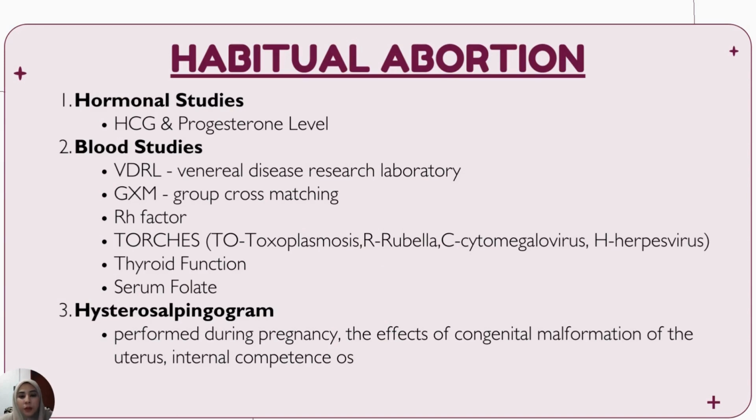For the habitual abortions, the doctor will check for hormonal studies such as blood for HCG and progesterone level. Another one is blood studies for VDRL, group and cross-match, RH factor, TORCHES, thyroid function, and serum folate. Hysterosalpingogram is performed outside pregnancy to detect congenital malformation of the uterus and internal os incompetence.